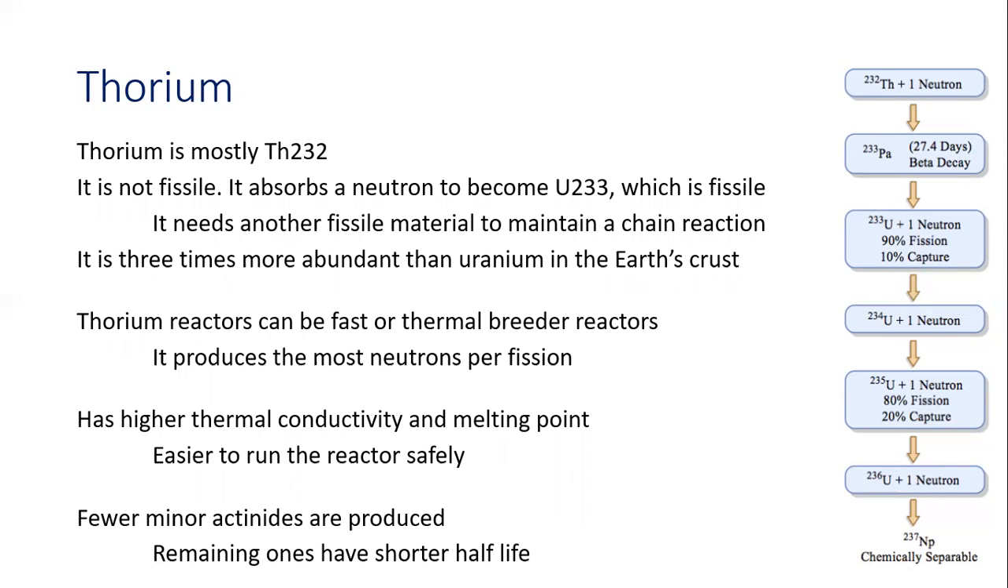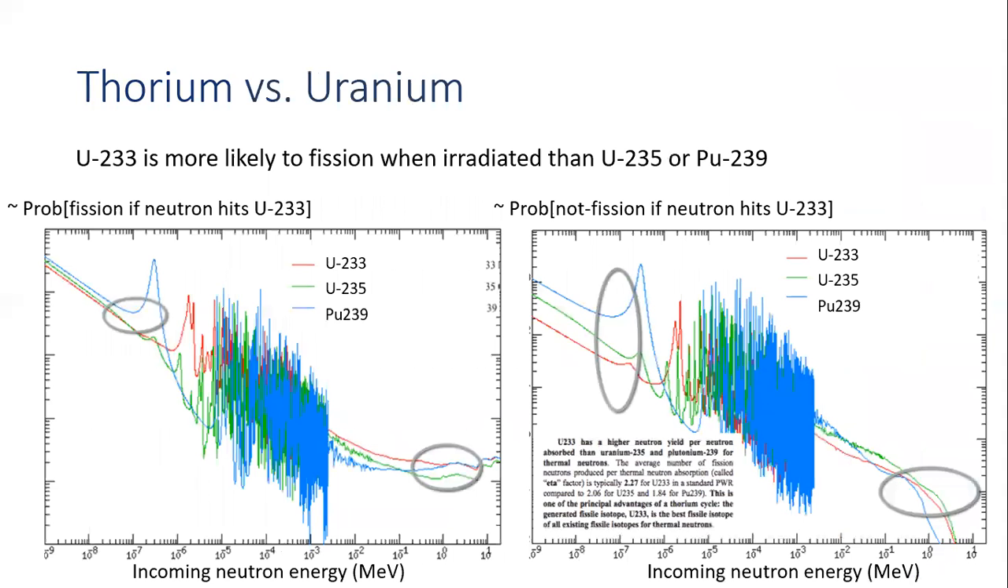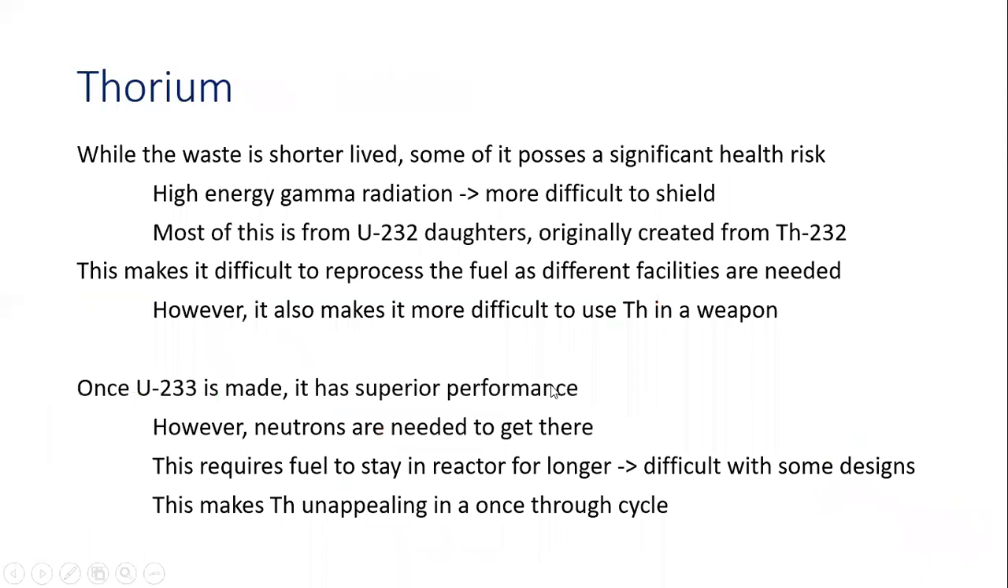That mechanical energy is given to the alternator. Then we generate electrical energy. This is the simplest layout of a nuclear power plant. This is fission if the neutrons hit uranium-233, and not fission if the neutrons hit thorium. These are the incoming neutron energies for the uranium and the thorium.